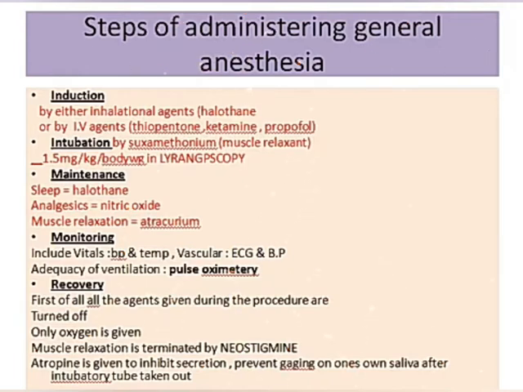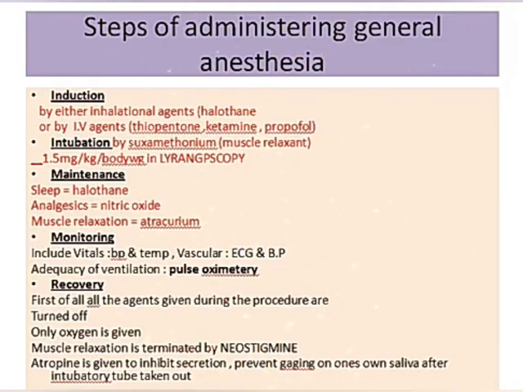The first phase being induction. Induction is either by inhalational agents such as halothane or by IV agents such as thiopentone, ketamine, and propofol. Intubation is by dexamethasone, which is a muscle relaxant. We give it approximately 1.5 mg per kg of body weight in the laryngoscope. Maintenance is by induced sleep. We give halothane. To cause analgesic effect, we give the patient nitric oxide, and for muscle relaxation, we give atracurium.